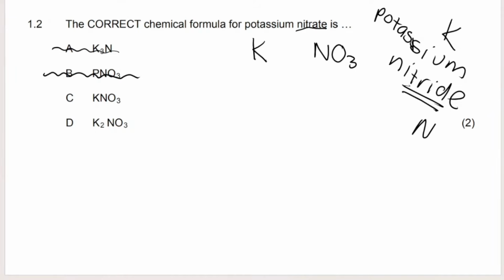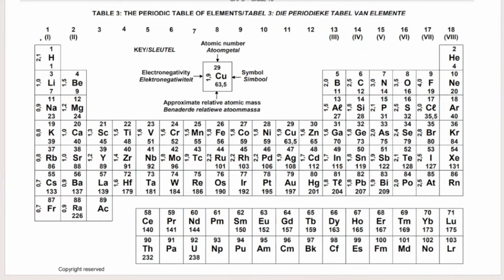Now, the charge on potassium is +1. How did I know that? You go to your periodic table. We know that our group 1 metals, our alkali metals, have a charge, have a valency of +1. This is +2. This is +3. This is ±4, -3, -2, -1, and 0. Those are my charges or my valencies. So potassium is +2.